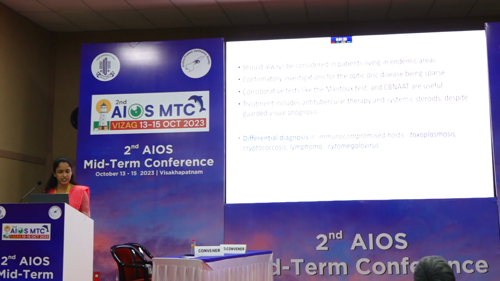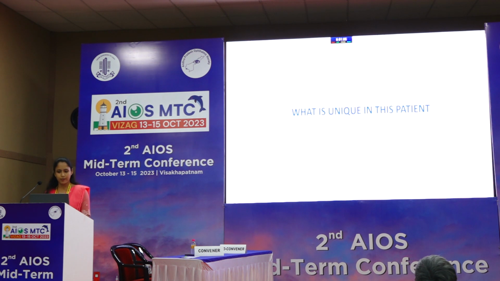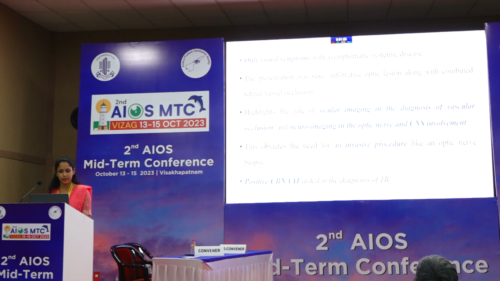Confirmatory investigations are sparse, so corroborative tests can be useful in these patients. Treatment includes anti-tubercular therapy and systemic steroids, despite a guarded visual prognosis. In case of an immunocompromised host, the following differential diagnoses can be excluded. What is unique in this patient is that he presented with only visual symptoms, and the presentation was a rare infiltrative optic neuropathy. This highlights the role of ocular imaging in the diagnosis of vascular occlusion and neuroimaging in optic nerve and CNS involvement, and obviates the need for an invasive procedure like an optic nerve biopsy. A positive CB-NAT in this case was helpful in the diagnosis of TB.